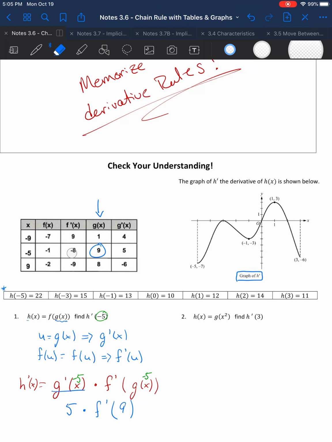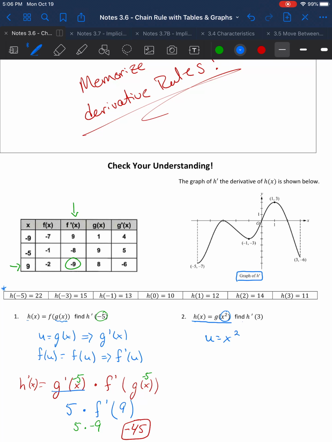Times, I'm sorry, you're going to bear with me because I'm just going to write all over this thing so you can see what I'm talking about. F prime of G of X, well, I can't do the F prime part yet because I need to do the inside. G of -5. So I go to G, -5, I get 9. Now, I still got my 5 times F prime of 9. So I go F prime, 9, I get -9. Now that I've gotten rid of all my F's, my G's, my H's, 5 times -9 is -45.